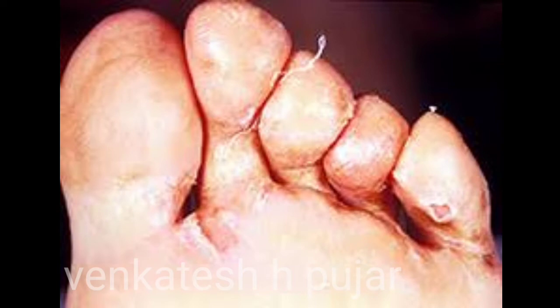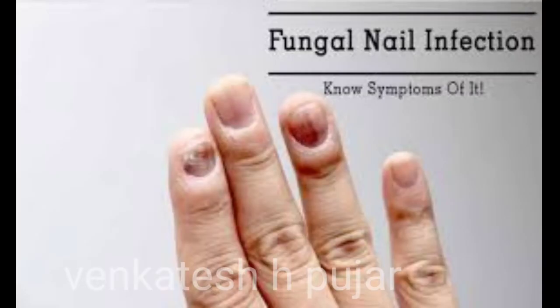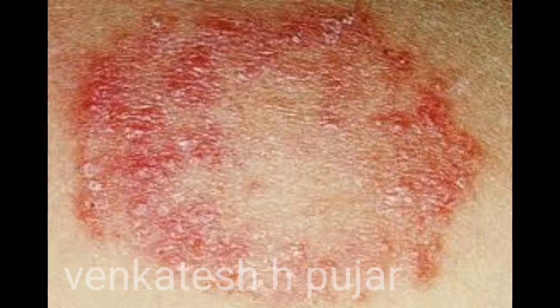Next we will talk about who is at risk for tinea infection. The first is people who are living in a warm climate. Next is people who have contact with people or pets who already have tinea infections. Next is people who play contact sports such as wrestling or kabaddi. Next is people who use communal baths or locker rooms. Next is people who share towels, clothes, combs or brushes with infected persons.